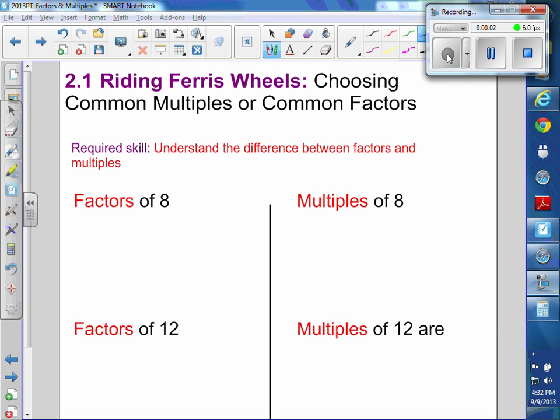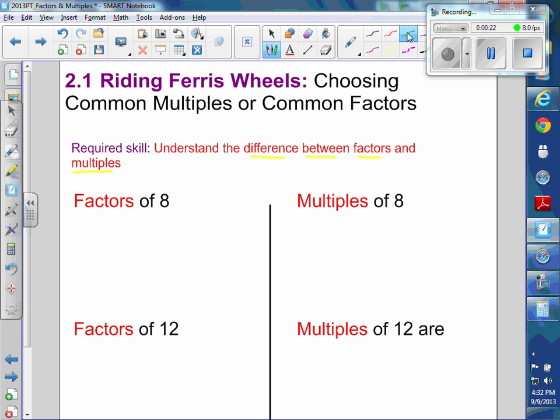This is a quick review of today's class lesson. In order to do today's class lesson, you need to have the required skill of understanding the difference between factors and multiples. I'm going to do a review of how to find factors and then a review of how to find multiples. We'll start with factors.